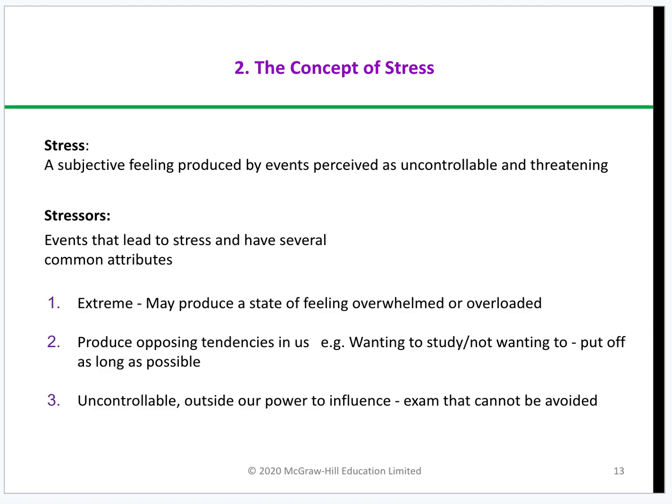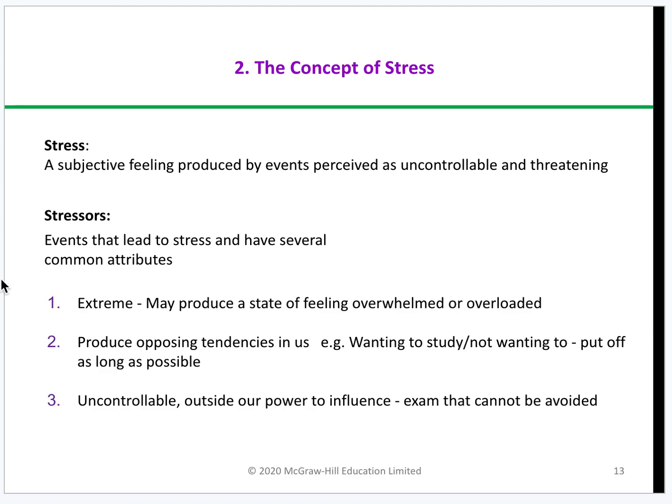Stress defined as a subjective feeling produced by events perceived as uncontrollable and threatening. So I'm sure you're all very aware of stress, especially this time of year, wrapping up the term, trying to get all your stuff done. We're going to define it in a little bit more detail in terms of the attributes that stress has to have, important to the conversation in this chapter. So events that lead to stress have several common attributes.